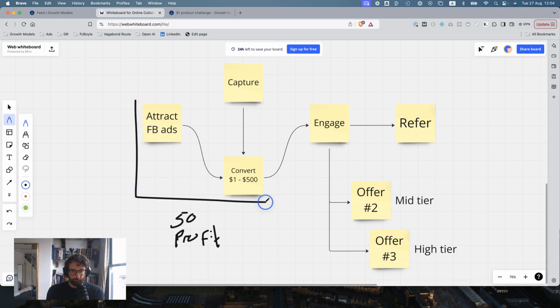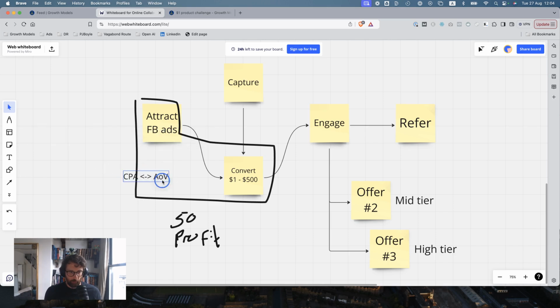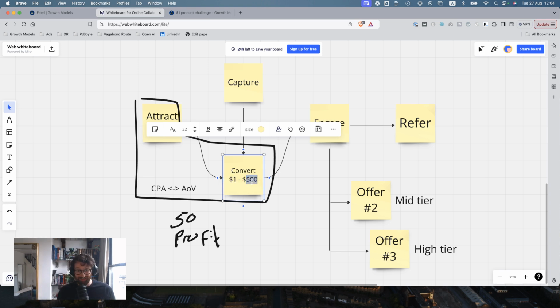This part here is where we look at the CPA to AOV. Because what we're trying to do, and by having the upsells here, like I say, it's between $1 and $500 is the purchase cost that they can have. In my model, it's actually $27 to $397. And I end up with an average order value of about 80 in here. It should be going up because I just added on something to make this higher.